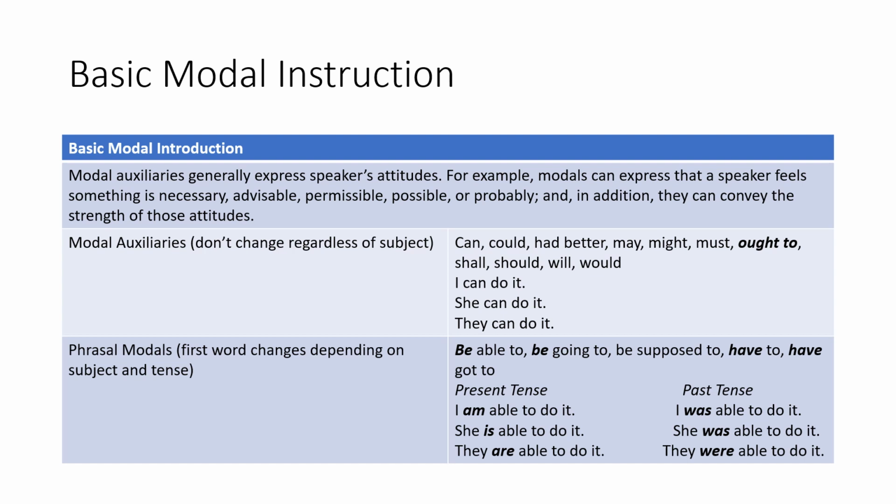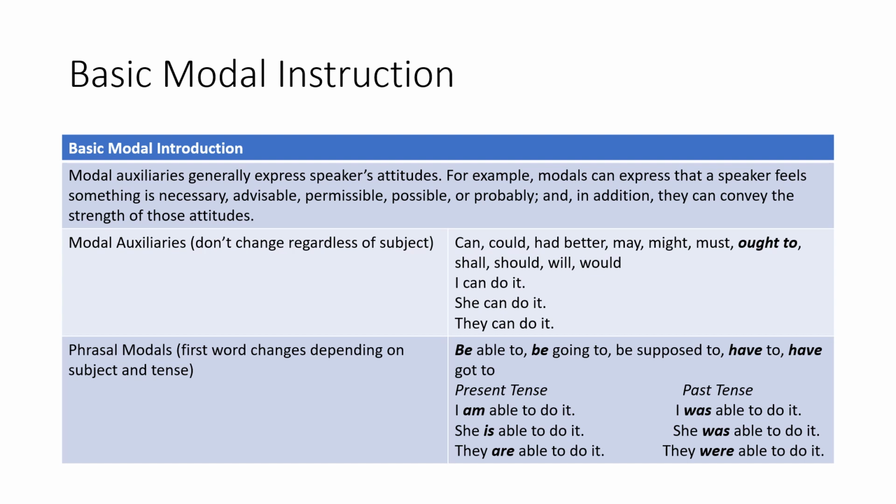Now compare that with phrasal modals. With phrasal modals, the first word is going to change depending on what the subject is and depending on what the tense is. I forgot to highlight this one, but this first word, be in this case, is going to change depending on the subject. Have is going to change depending on the subject and also the tense. So for example, in the present tense, it would be I am able to do it, she is able to do it, they are able to do it, right? It's just this first word that is changed.